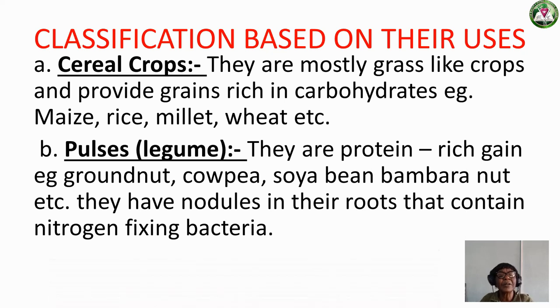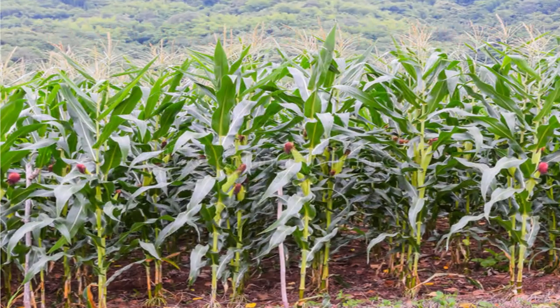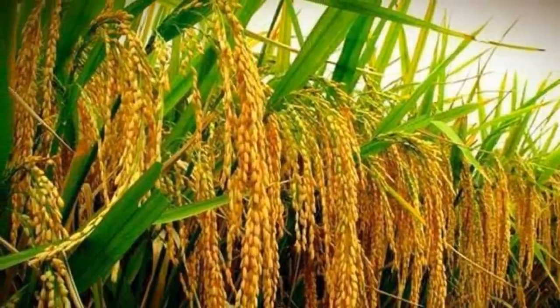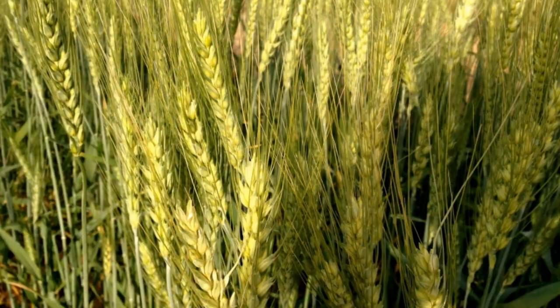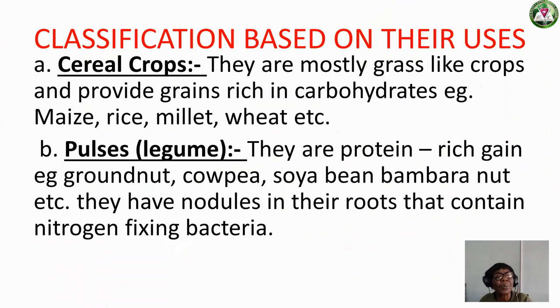Which group are the cereals? They are mostly grass-like crops and they provide grains rich in carbohydrates. That seed they produce, we call grains, and they are rich in carbohydrates. Examples: the maize, the rice, the millet, the wheat. Remember, we say they are grass-like crops, but they are edible. When you see them growing in the farm, they look like grasses, but they are edible. They are not grasses. That is the cereal crops.